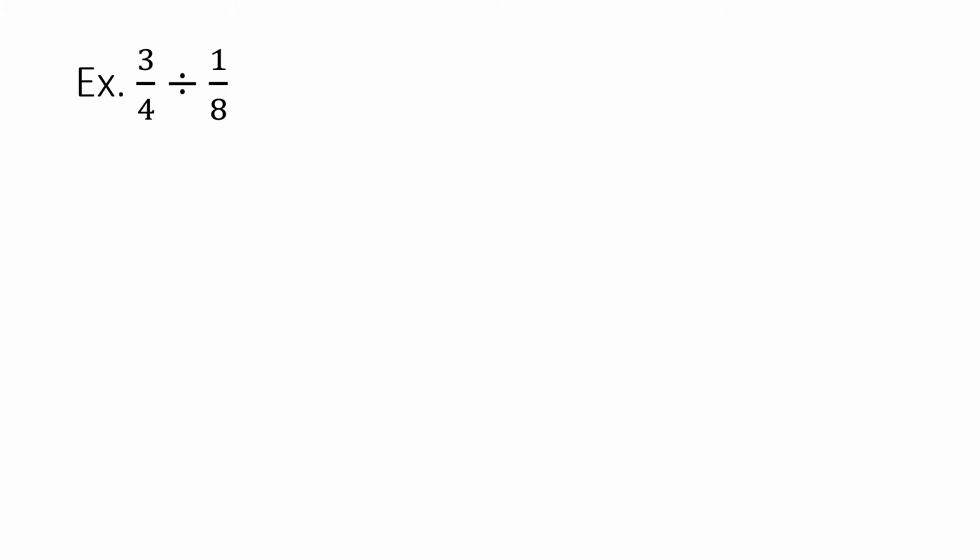3 over 4 divided by 1 over 8. Let's try some examples. So before you solve, I want you guys to put the KSF underneath, so you guys don't forget which one you're going to keep, which one you're going to switch, and which one you're going to flip. A lot of students get mixed up which fraction they're supposed to flip, and I'm not kidding you, this is true story. So 3 over 4 is under K, so we keep it as is. We switch division to multiplication, and 1 over 8 is now going to be 8 over 1.